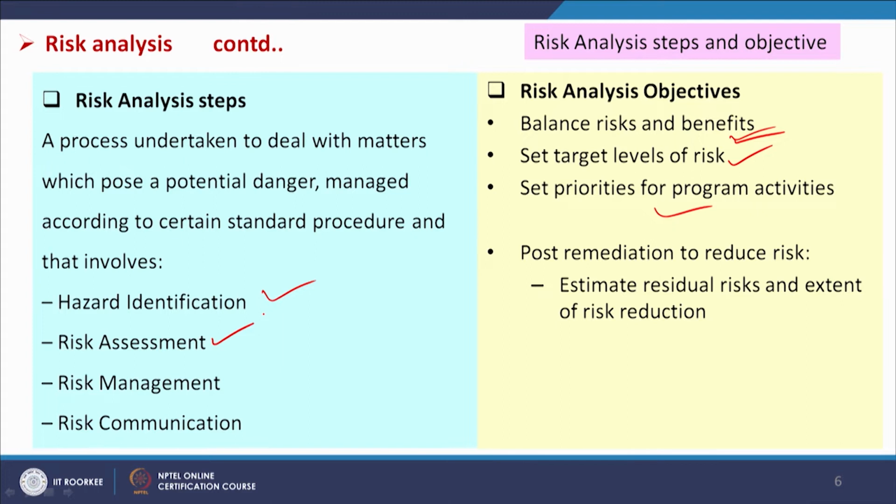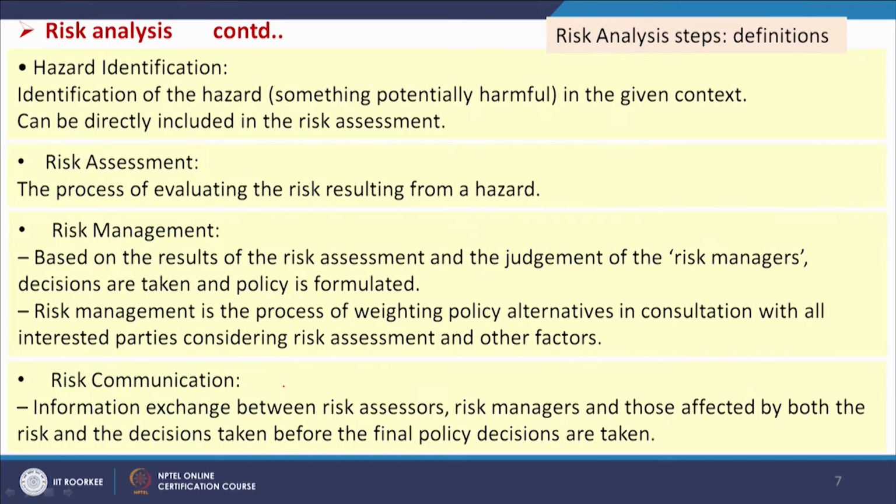And how we can do it? So, the first job is to identify the hazards, or what are the risks basically. So, hazard identification, and then risk assessment, we have to assess the risk from the hazards, and then risk management and risk communication. So, now one by one we will see how this can take place. Hazard identification. The identification of the hazard, that is something potentially harmful, that is hazard in the given context, this can be directly included in risk assessment.